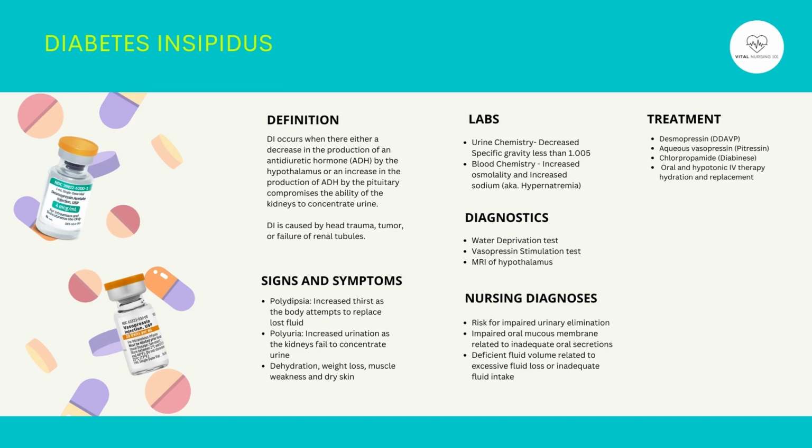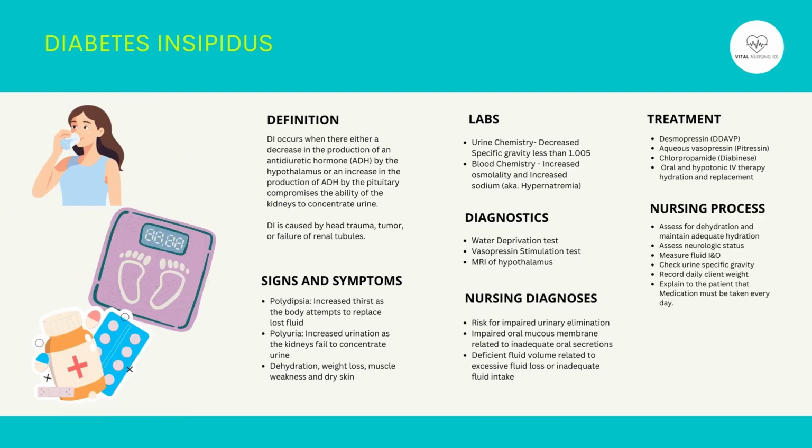The final treatment option for diabetes insipidus is oral and hypotonic IV therapy hydration and replacement. This treatment is given if clinical signs of hypernatremia are present. The goal is to remove sodium while maintaining fluid balance. This treatment is calculated by adding insensible water loss and urinary output to estimated water deficit. While getting this treatment, it is important that this is administered slowly over 48 hours.